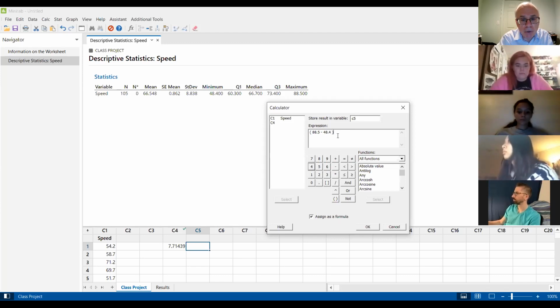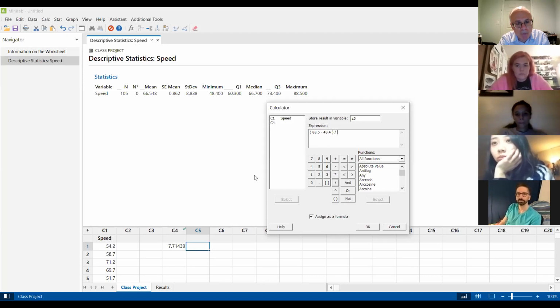And then scroll over, and I'm going to divide that by what? What number am I going to divide that by? 8. 8, yeah. The number of classes, right? So this is the range. The numerator is the range. It's the maximum value minus the minimum value. And then I'm going to divide by this number rounded up to the next whole number, which is 8. I'll put 8 there.